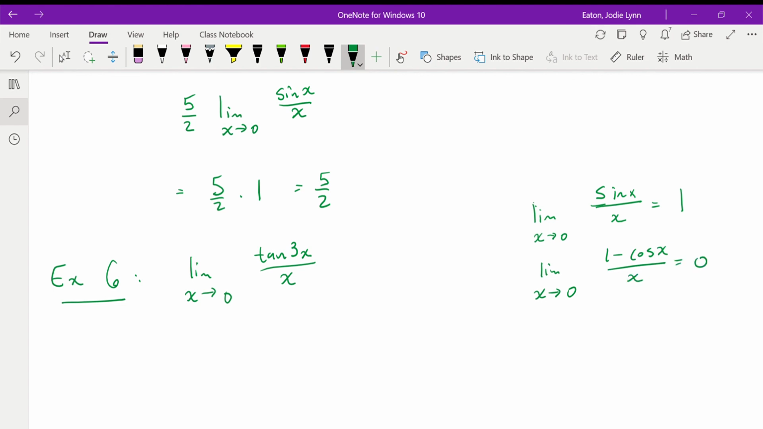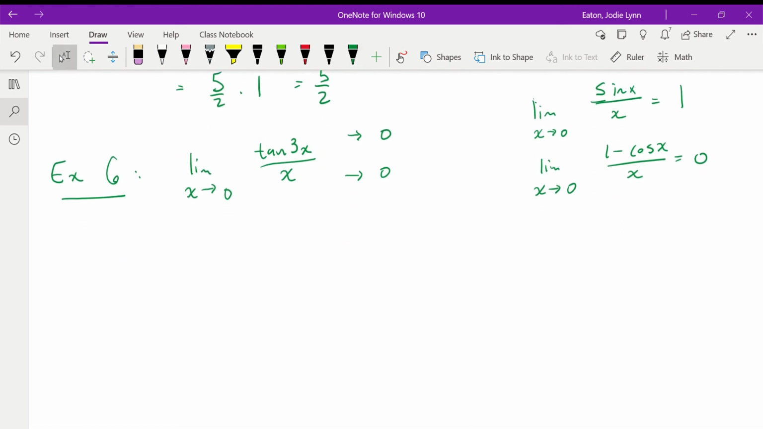So we want to get it to look like one of those two things, and then we should be able to take a limit. Okay, so let's just check, plug in x equals 0. Well, the numerator goes to 0, and the denominator goes to 0. So this is going to be indeterminate, and we are going to need to do something before we evaluate this limit. So this is equal to the limit as x approaches 0 of sine 3x over cos 3x, and all of that over x.